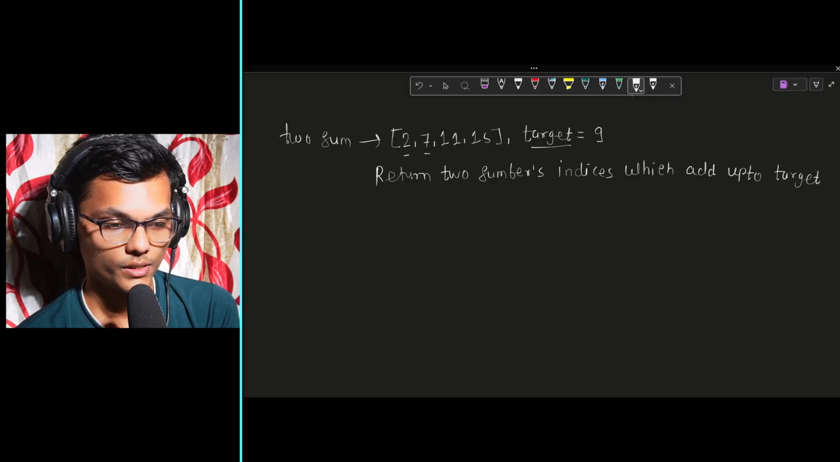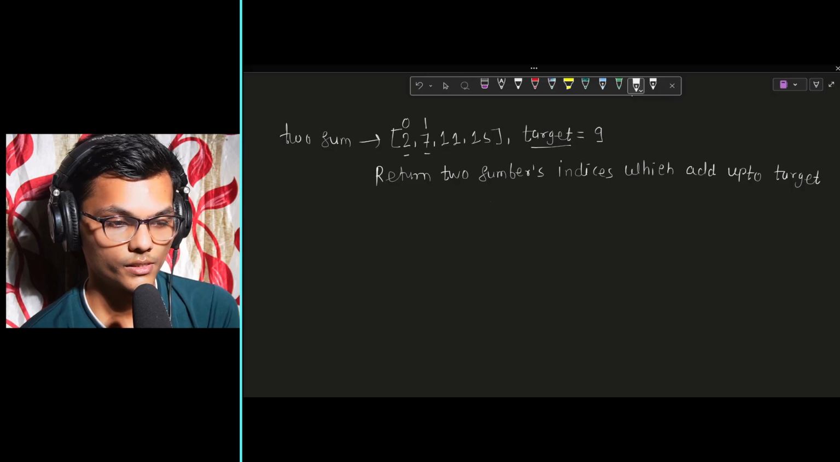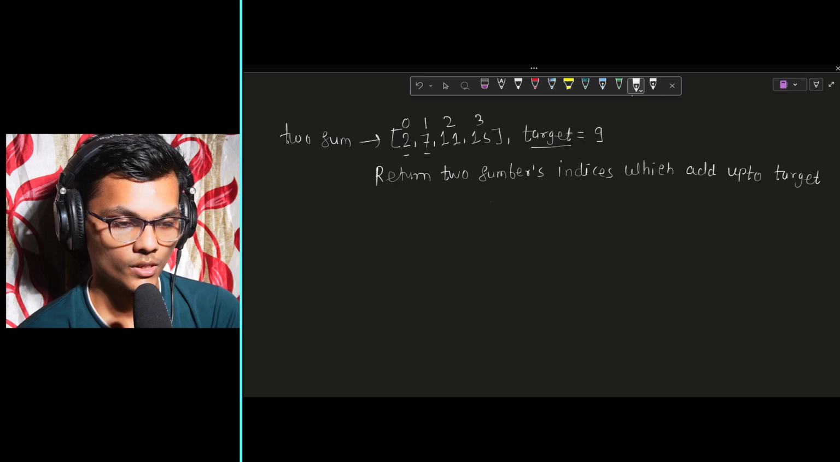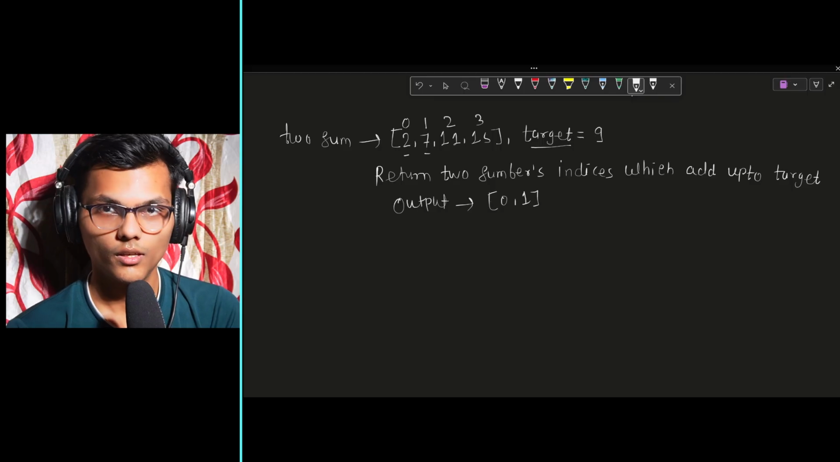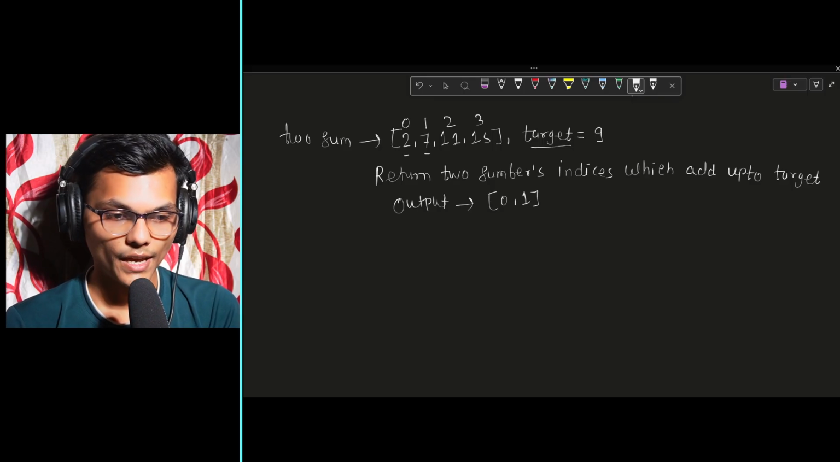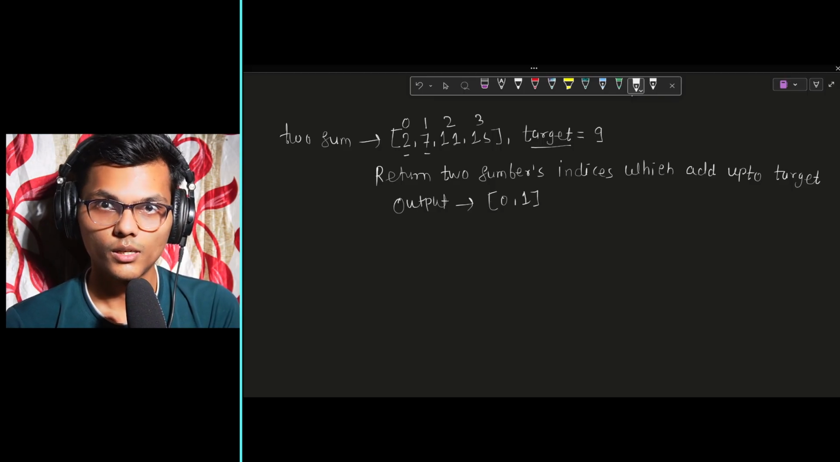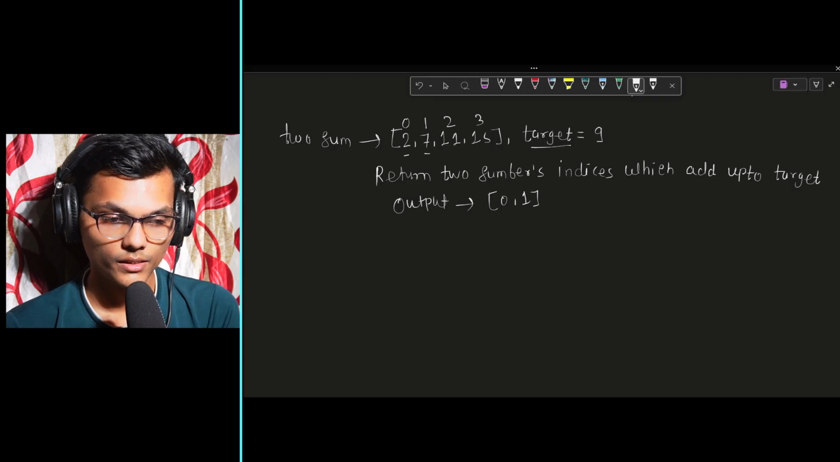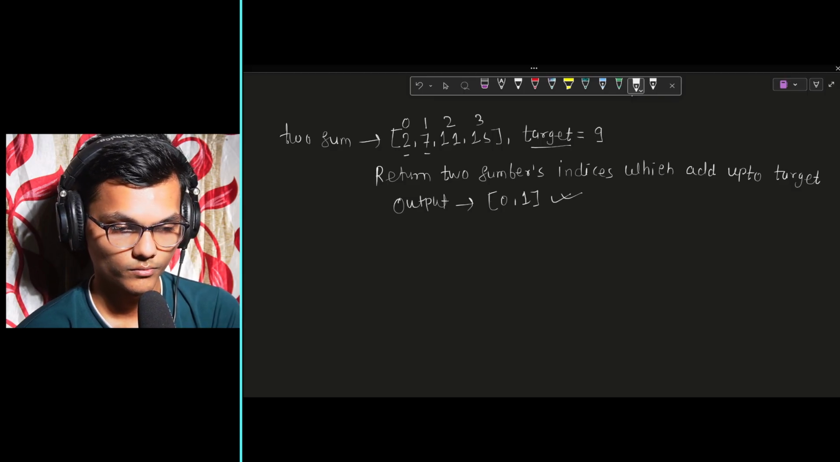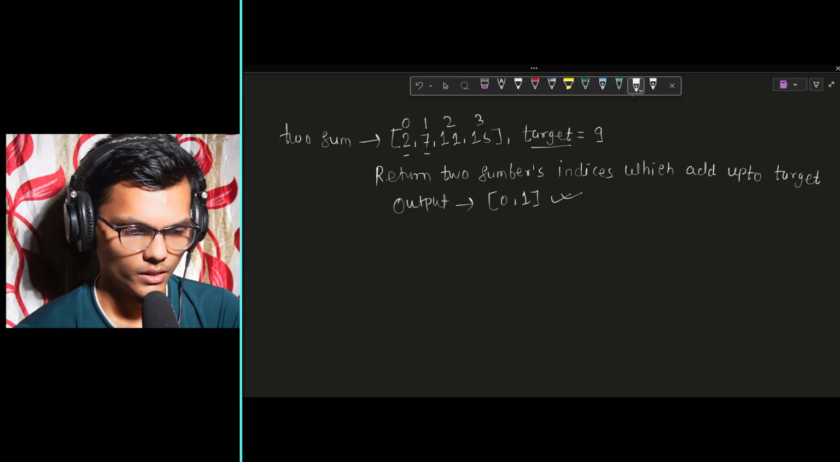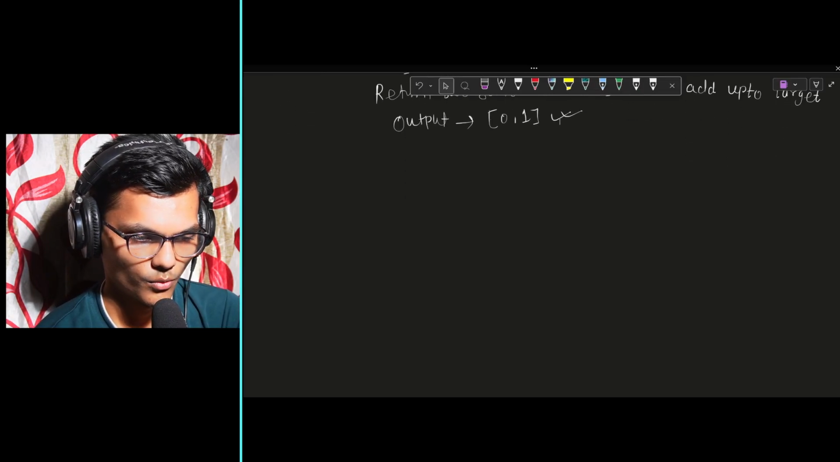From the array you can see that 2 is at the 0th index, 7 is at the first index, 11 is at the second index, and 15 is at the third index. Okay, so our final output will be 0 and 1. Please remember that we are not returning the actual values which sum to the target value, but we are returning their indices. Okay, so this will be our final answer. I hope that you have understood the question properly.